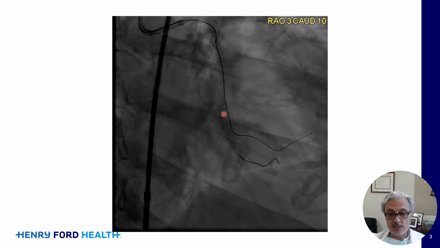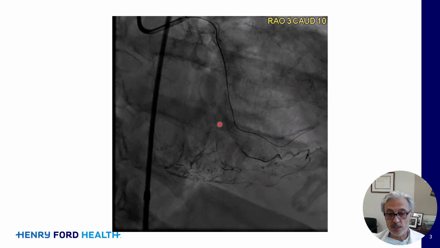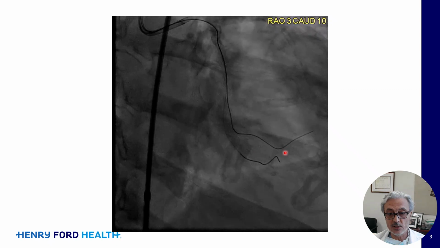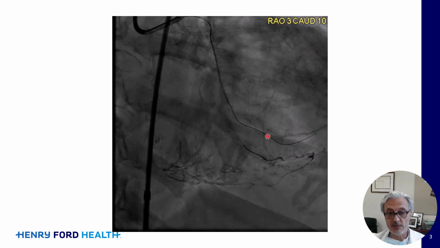the biggest OM branch. This is the OM branch, which really reaches the apex. This is the third OM. This is the first, and if you notice, every branch has significant disease.